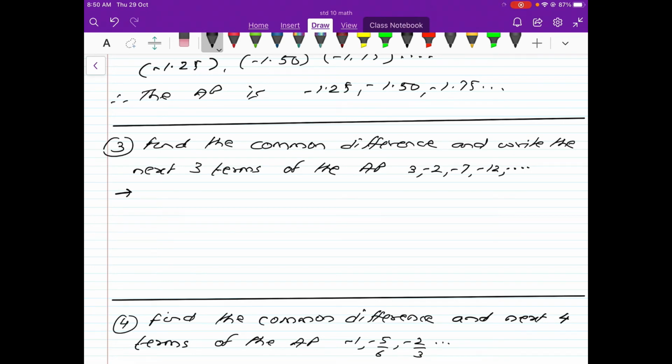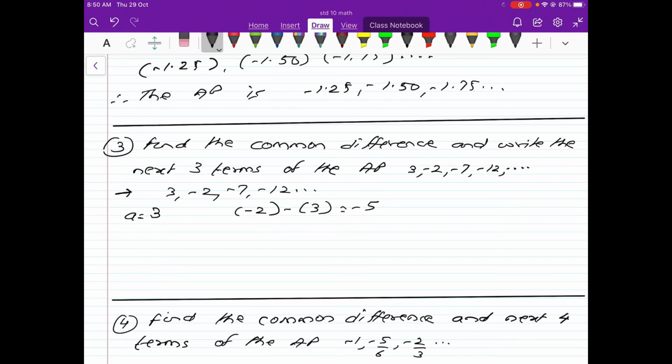So the given AP is this: 3, minus 2, minus 7, minus 12 and so on. The first term is very easy, it is simply A. Now we have to find the common difference. We have to always take the succeeding term and subtract the preceding term. So the succeeding term here is minus 2, the second term, the first term is 3, minus 2 minus 3 is, so d is equal to minus 5.